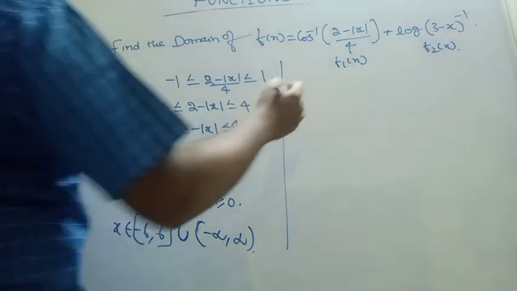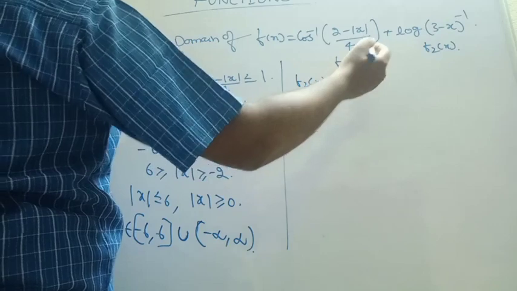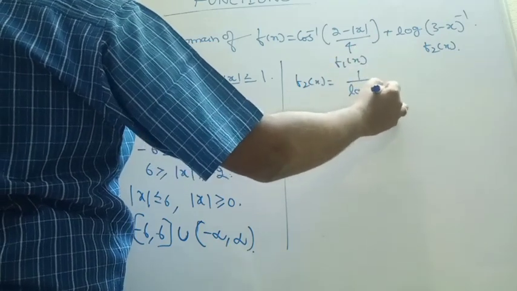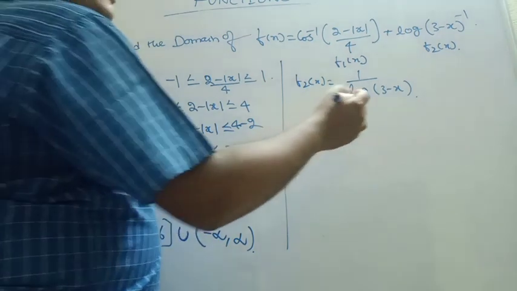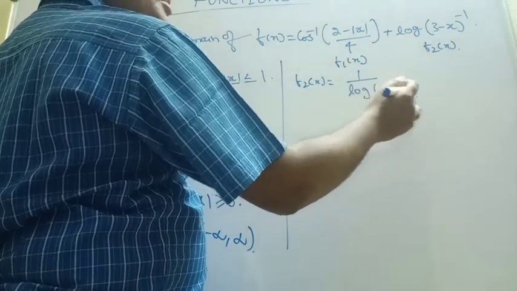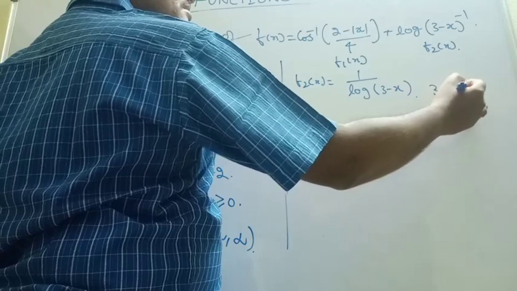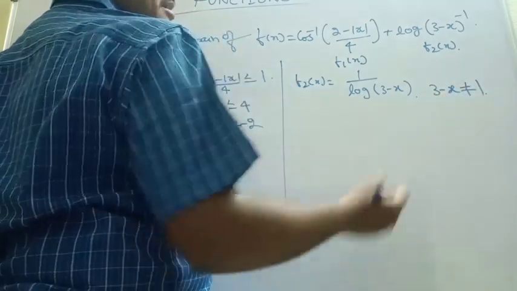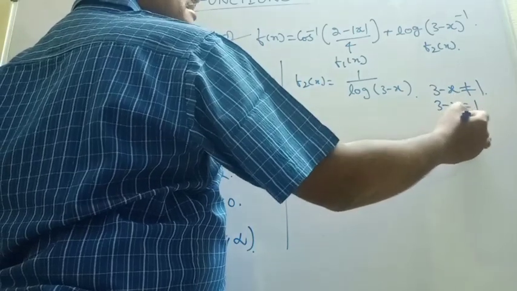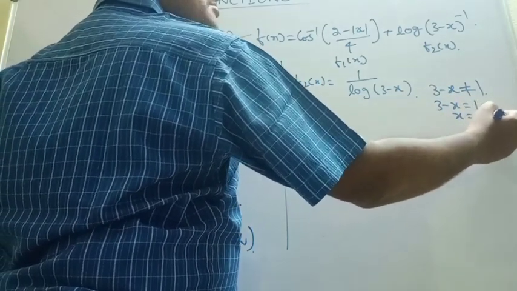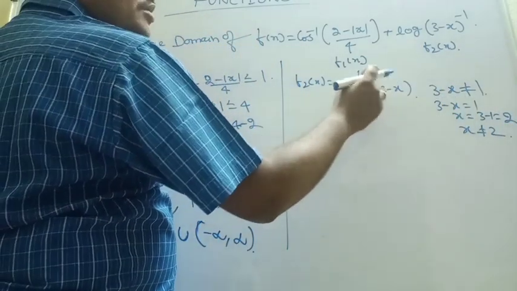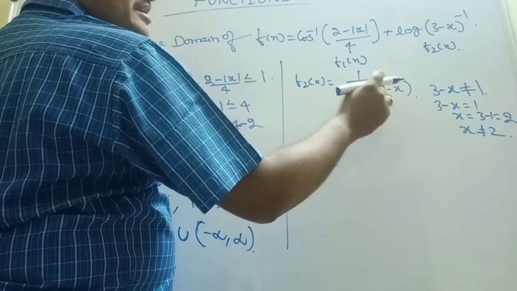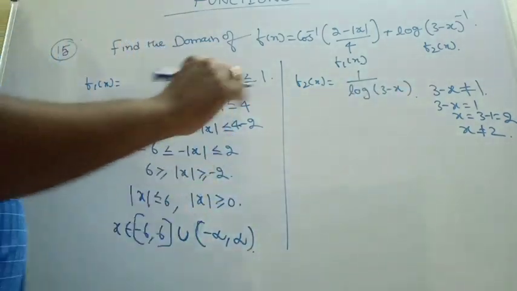And the second one we have is f2 of x, that is 1 by log of 3 minus x. Here we have 1 by 0, which should not happen. That means log of 3 minus x should not be equal to 0, so 3 minus x should not be equal to 1. 3 minus x equal to 1 means x equal to 3 minus 1, that is 2. x should not be equal to 2 here. One basic thing: if x is 2, log of 3 minus 2 becomes log 1, which is 0, so 1 by log 1 becomes undefined. Therefore, x is not equal to 2 here.